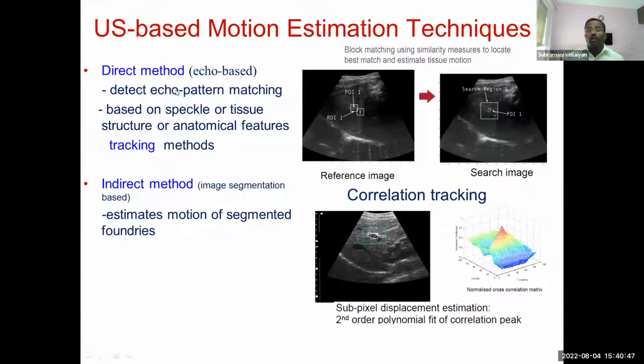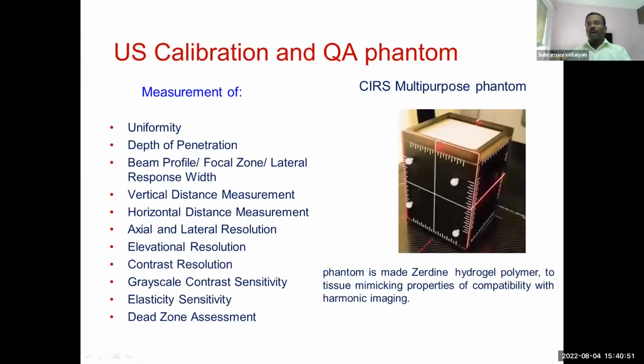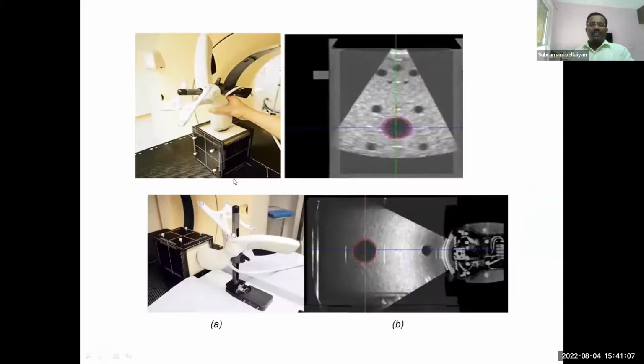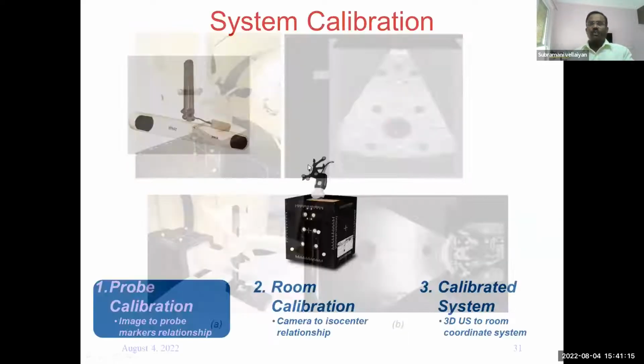So what are the tools required to calibrate, and the properties and compatibility with harmonic imaging? You will be able to measure different parameters like uniformity, depth of penetration, vertical and horizontal distance, axial and lateral resolutions, and elevation grayscale. All these image quality parameters can be derived from this multi-purpose phantom. So this is how, when you scan the phantom with a transducer, you will be able to see the images, and you will be able to analyze them with the software.